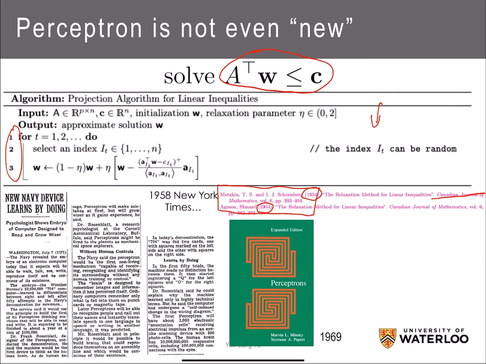Okay, so this was an article from the New York Times in 1958. And this article was written because of Rosenblatt's work. Okay, so Rosenblatt was referenced here, and it said that the Navy revealed the embryo of an electronic computer, namely the perceptron algorithm, implemented in a computer. So the computer at that time was huge, right? That it expects will be able to walk, talk, see, write, reproduce itself, and be conscious of its existence.